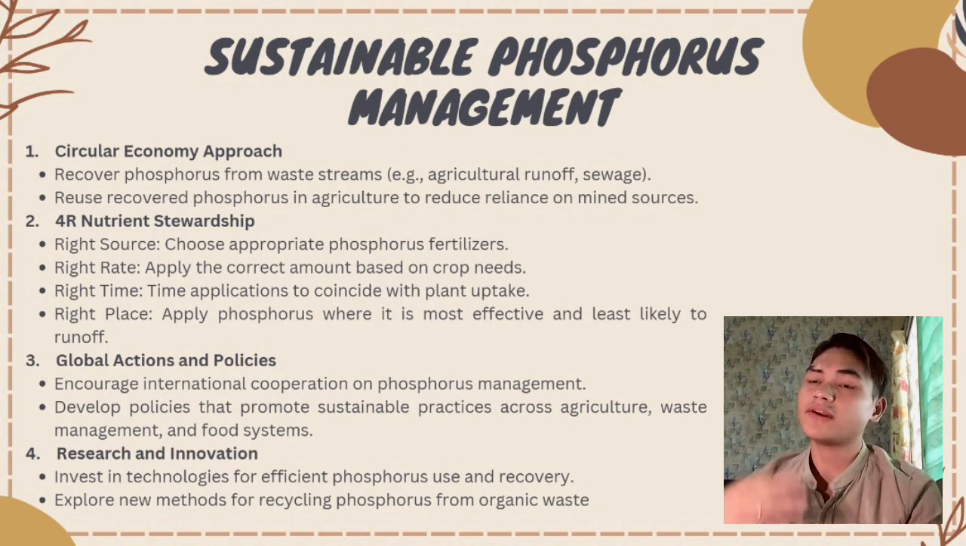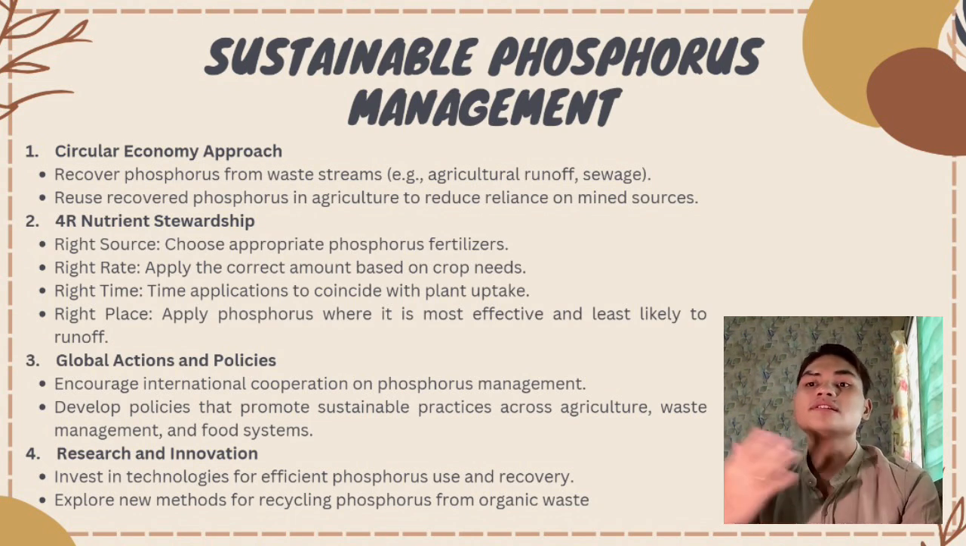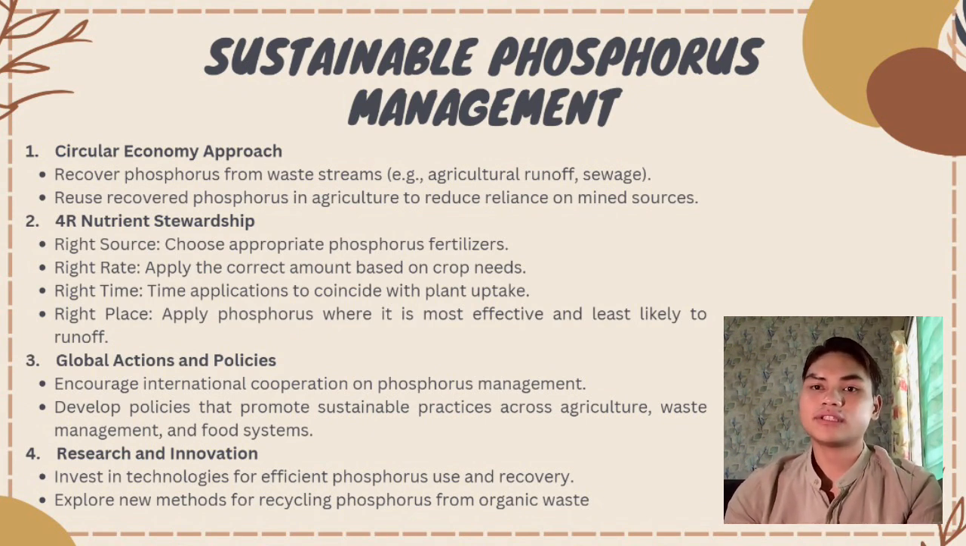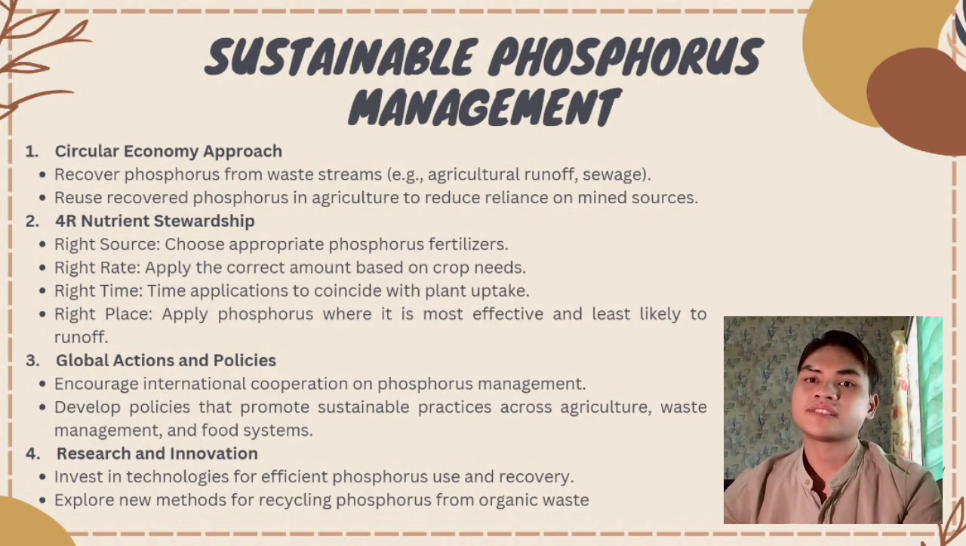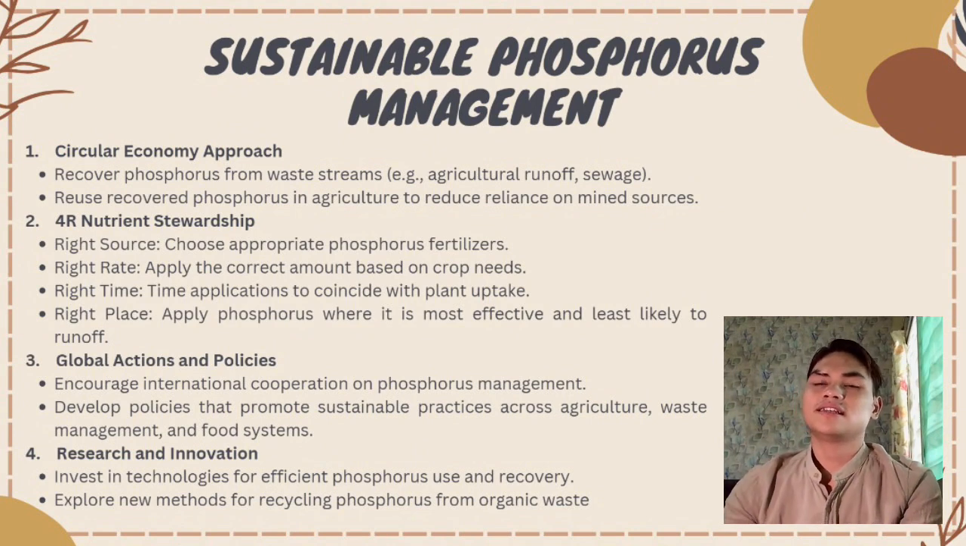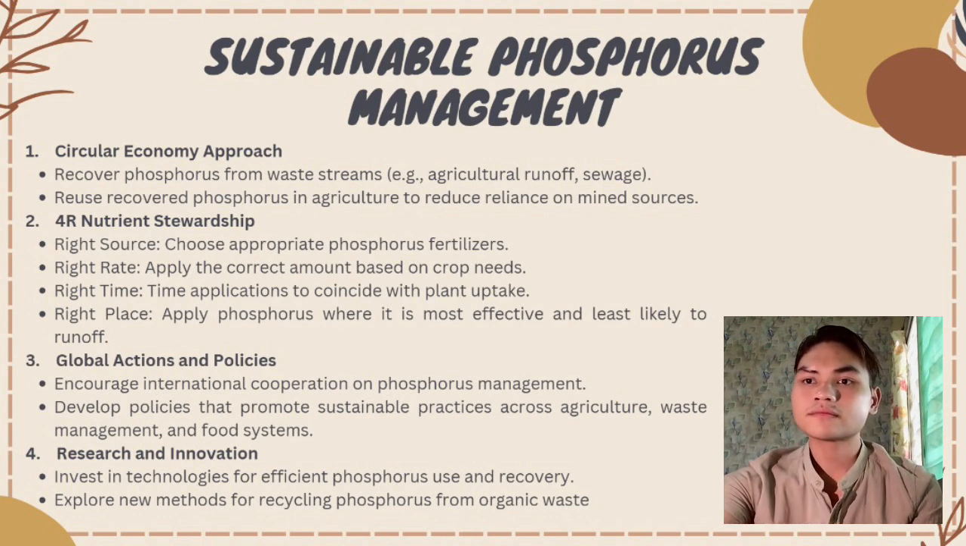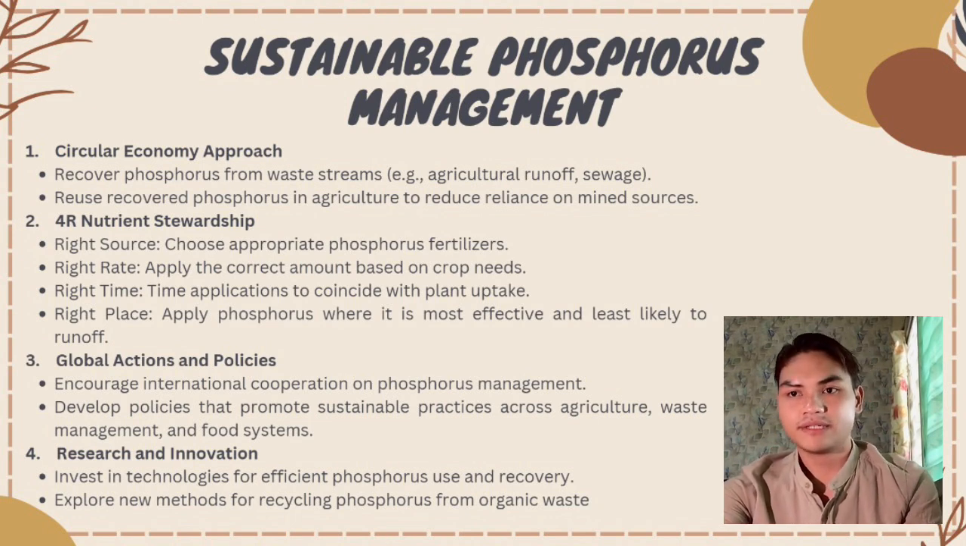poses significant environmental concern. When phosphorus runs off into waterways, it can lead to eutrophication, a process characterized by harmful algal blooms that deplete oxygen in aquatic ecosystems. This not only affects water quality but also disrupts aquatic life and incurs substantial economic costs associated with water treatment. To address these challenges, we can implement several key strategies for sustainable phosphorus management.